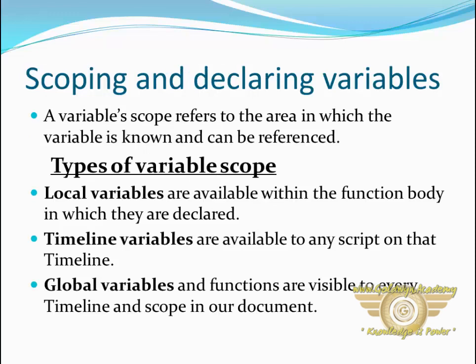Scoping and declaring variables. A variable scope refers to an area in which a variable is known and can be referenced. Types of variable scope. Local variables are available within the function body in which they are declared. Timeline variables are available to any script on the timeline. Global variables and functions are visible to every timeline and scope in our document.